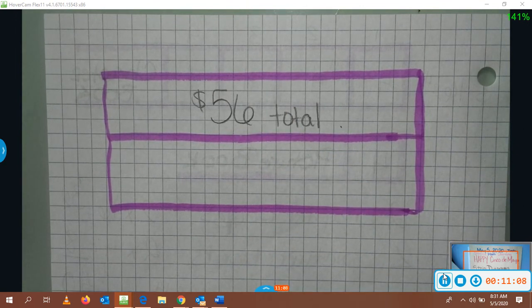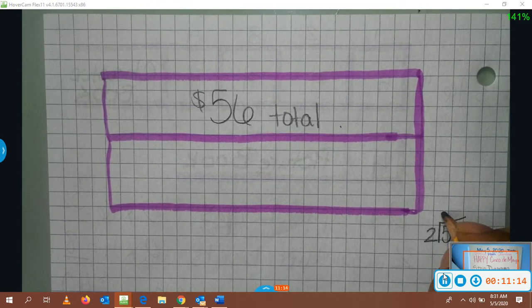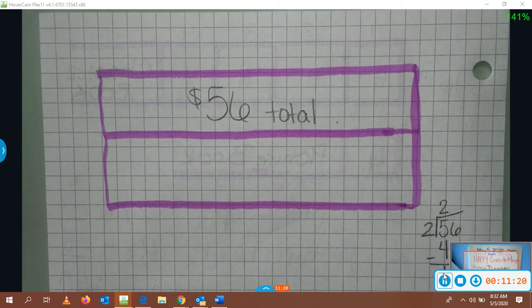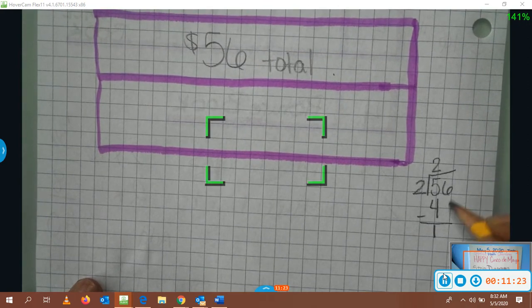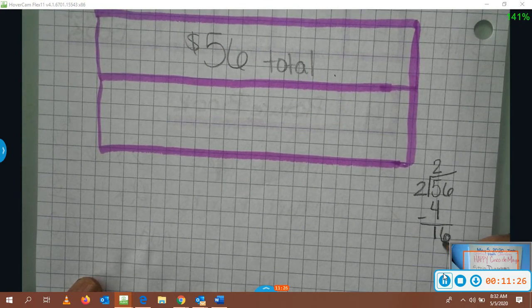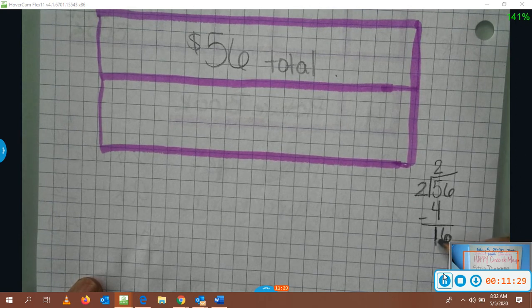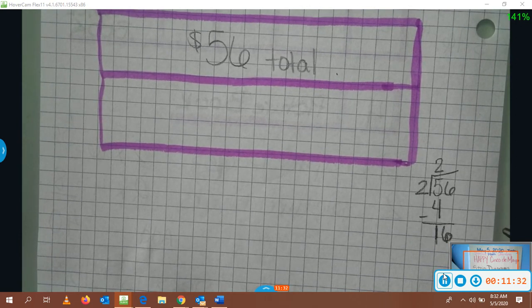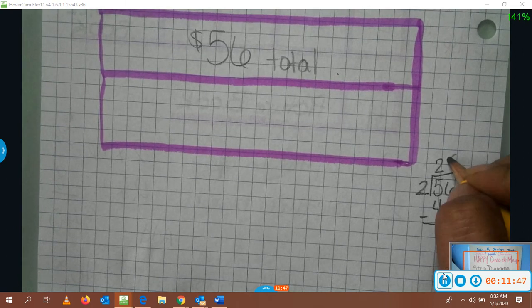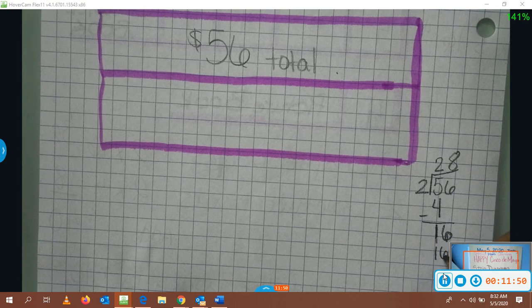First of all, what's half of 56? Let's figure that out real quick. 2 going into 5. 2 times 2 is 4. Minus, 1. Can you see that? Okay. Bring down your 6. Now how many 2's are in 16, I'm sorry. So 2, 4, 6, 8, 10, 12, 14, 16. So we know 2 times 7 is 14. So 2 times 8 is 16. So 8 times 2 is 16.